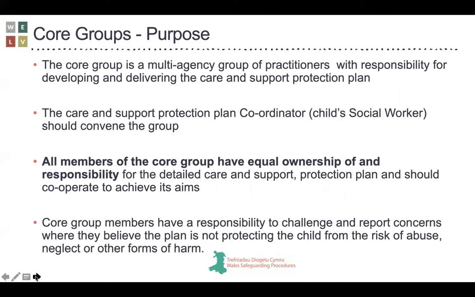Whilst the core group will be convened by the care and support protection plan coordinator, who is the child social worker, it is important to emphasise that all members of the core group have equal ownership of and responsibility for the detailed care and support protection plan, and that they should cooperate to achieve the aims of the plan. In doing this, core group members have a responsibility to challenge and report concerns where they believe the plan is not protecting the child from risk of abuse, neglect, or other forms of harm.